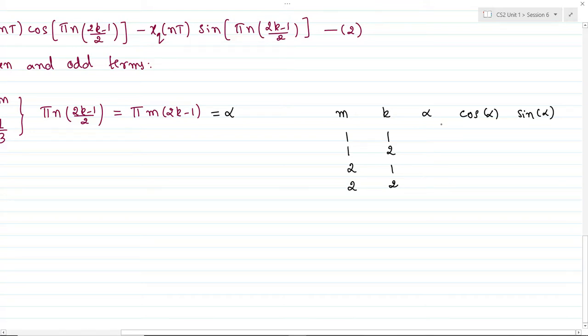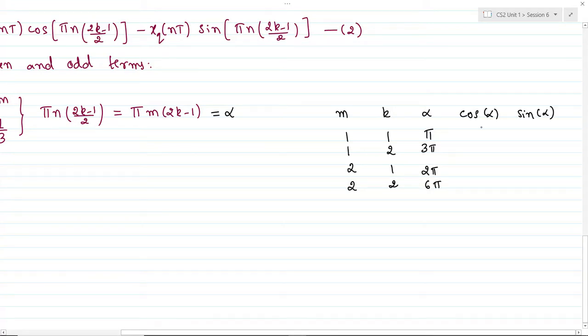Okay, so alpha for m and k equal to 1, if you carefully note, this will be simply pi, and for m is 1 and k is 2, we can say this is 3 pi, and for m is 2 and k is 1, this will be 2 pi, and this will be 6 pi. Accordingly, cos alpha, this is -1, this is -1, this is 1, and this is also 1, because these are integer multiples of 2 pi. And for all the values of these alpha, sin alpha would be 0.